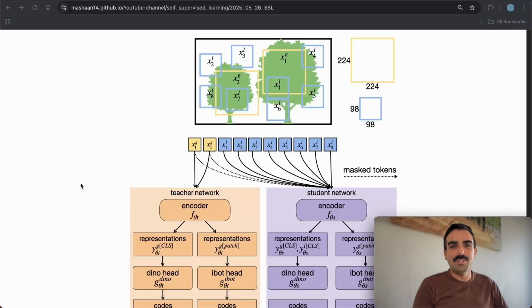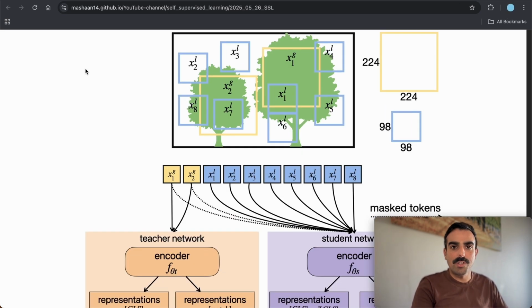Hi everyone. In today's video, we're going to look into self-supervised methods. We're going to look into the papers that contributed to the development of DINOv2. So let's get started. So first of all, what is self-supervised learning?